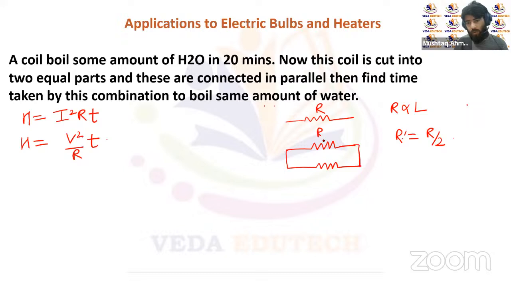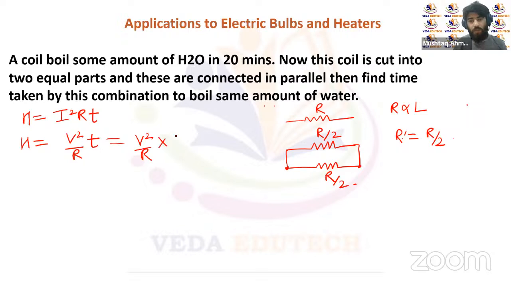So it will be R upon 2 here, right? Now we have to see what will be the heat consumption by this circuit. We know that in parallel, once again, the potential drop will be the same. That will be equal to V. And the heat consumed here in 20 minutes will be V square upon R.